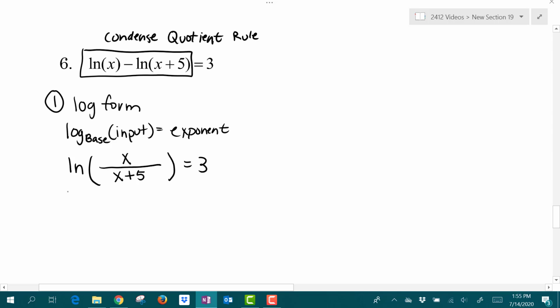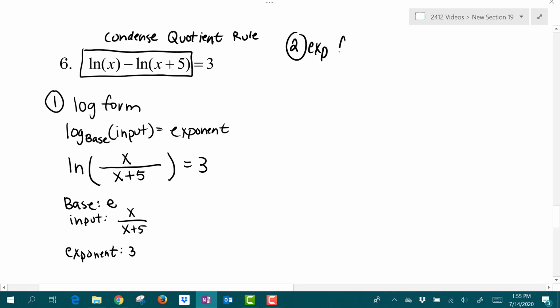So now we have 1 log by itself on one side. The base of this log is e. The input of this log is that fraction x divided by x plus 5, and the exponent is 3. Alright, so step 2 would be to convert this into exponential form, which means we want to rewrite it as the base raised to the exponent is equal to the input of the log. The base of this log is e. The exponent we said was 3, and the input of the log is x divided by x plus 5.